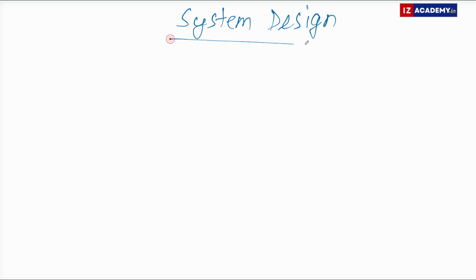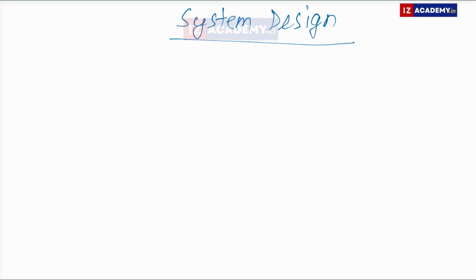So let me change the color. Yeah, system design. This, as we know, is a very important topic usually covered in the software development life cycle. What exactly do we understand by this term system design?